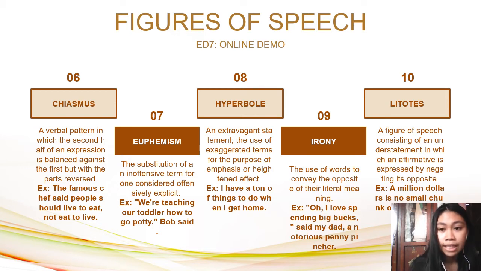Ten, litotes. It is a figure of speech consisting of an understatement, in which an affirmative is expressed by negating its opposite. Under it is the example.